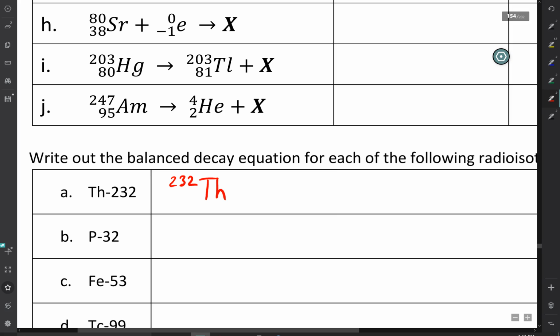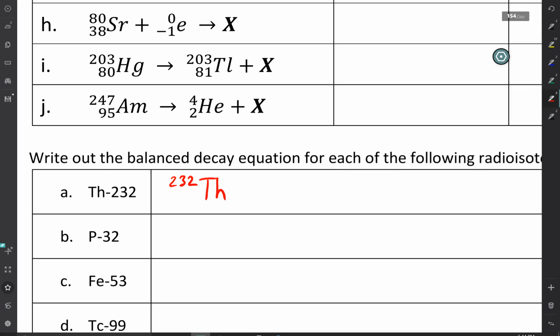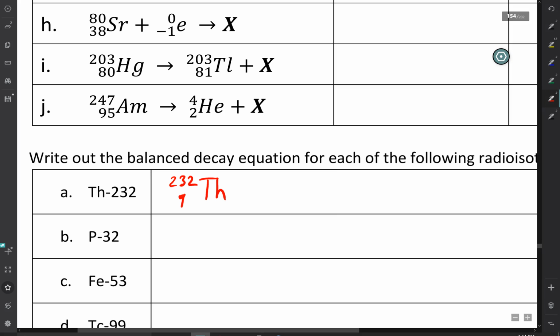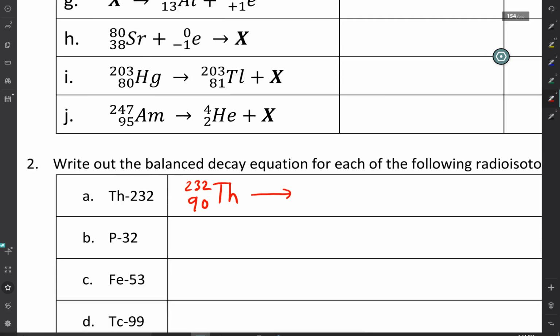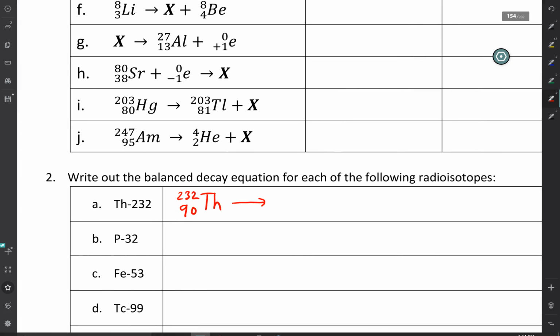I can look at a periodic table or my reference table and see that thorium, that's kind of tough to read, is element 90. Then I'm kind of on my own. So I could probably figure out, based on the different decay modes and the ratio of protons to neutrons, what the most likely decay mode is.